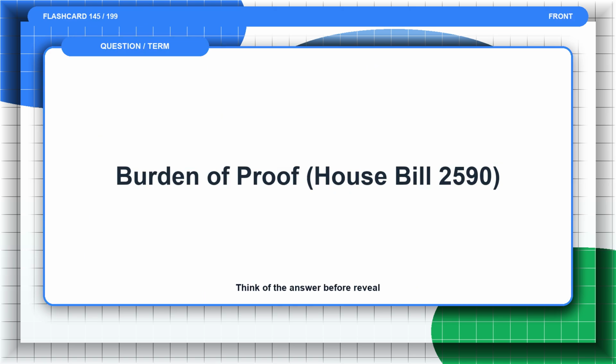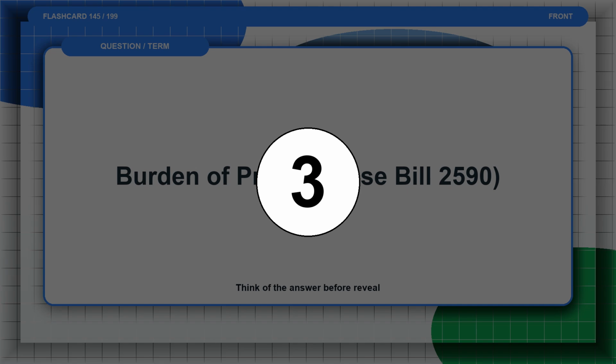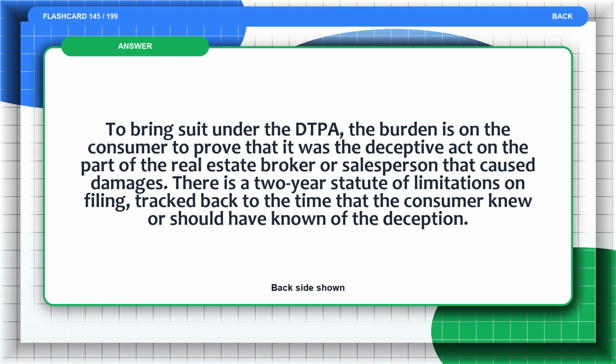Flashcard 145. Burden of Proof. House Bill 2590. Pause and think of the answer before the reveal. The answer is, to bring suit under the DTPA, the burden is on the consumer to prove that it was the deceptive act on the part of the real estate broker or salesperson that caused damages. There is a two-year statute of limitations on filing, tracked back to the time that the consumer knew or should have known of the deception.